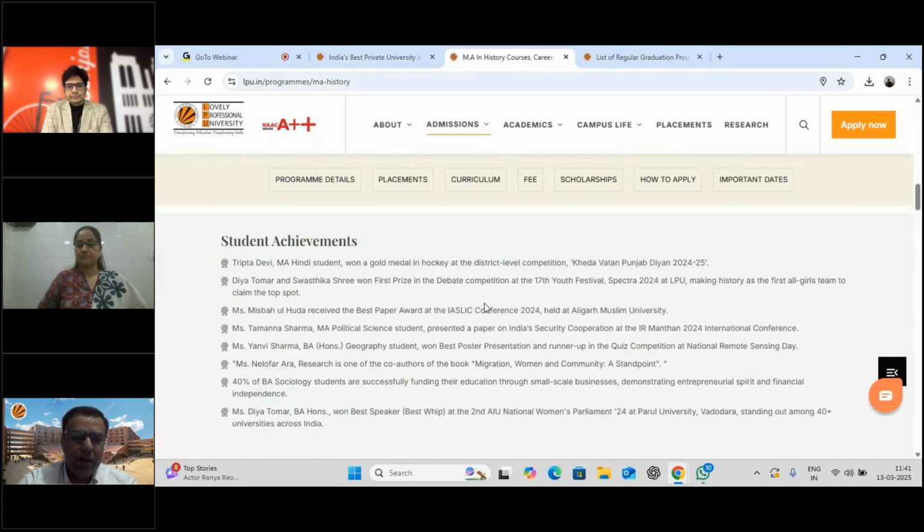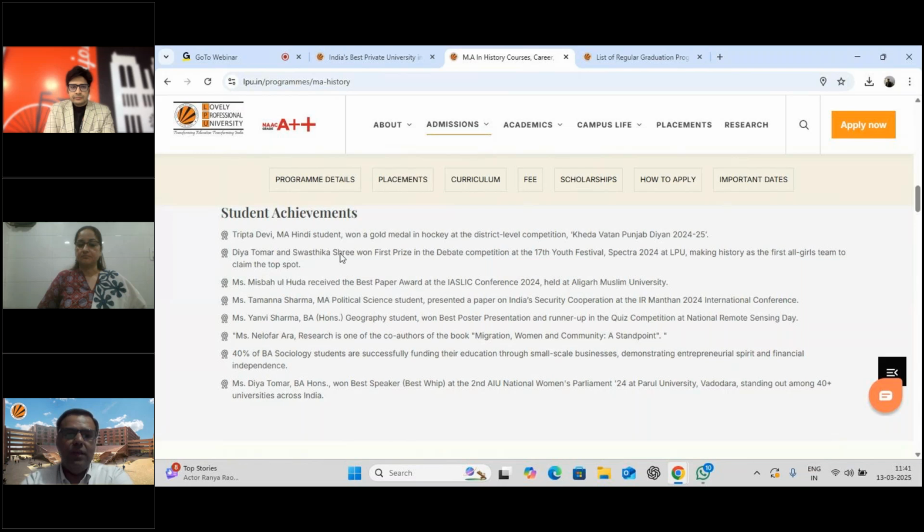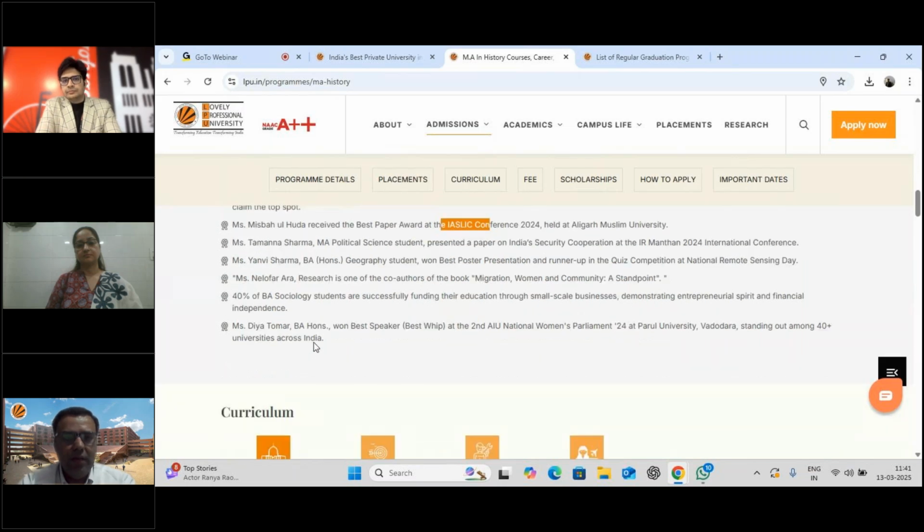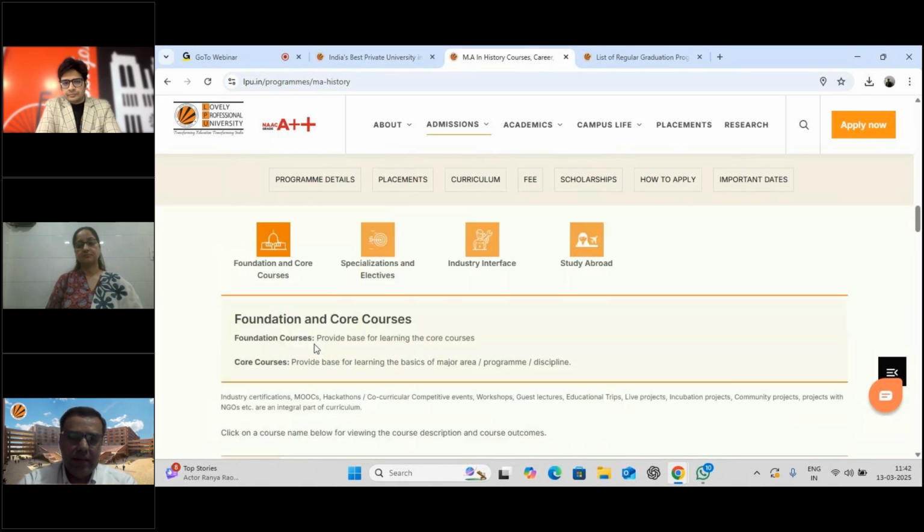And in case you want to see the students' achievements, Khed Watan Punjab Di, that is the event conducted by the Punjab government every year. The student from MA Hindi, they got a gold medal in hockey. So that shows my students are doing very well in academics. They are participating in the conferences. They are participating in sports programs also. So we are giving them exposure to all the activities while staying in a single place.